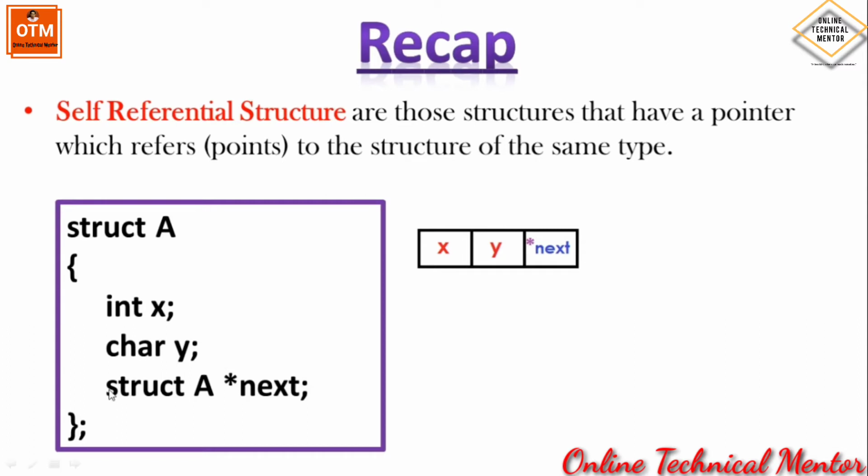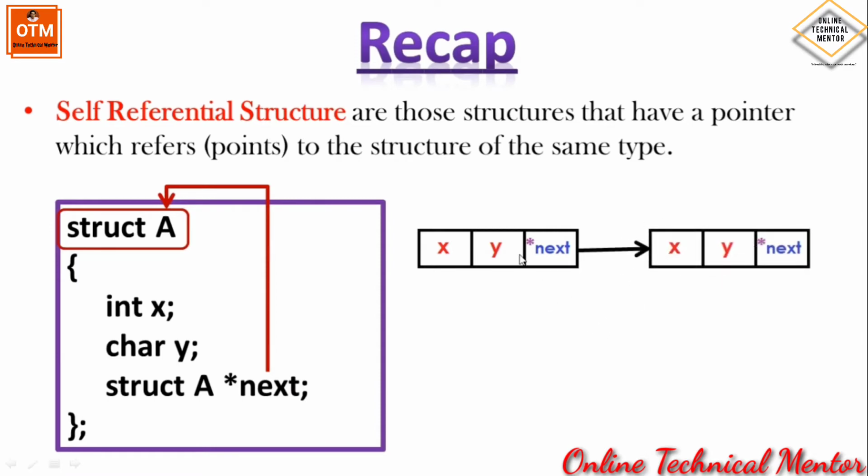But here I have written struct A. That means it will point or refer to a variable which has struct A type. That means you can say that this star next is pointing to the structure of the same type. In pictorial representation, it will look like this. That means star next will hold the address of this structure. Or in other words, star next is pointing to this structure, and both structures have the same type. Since this pointer refers to the same type, that is why it is called a self-referential structure.